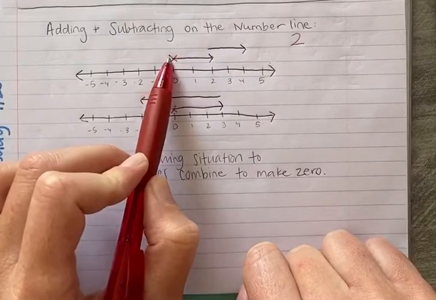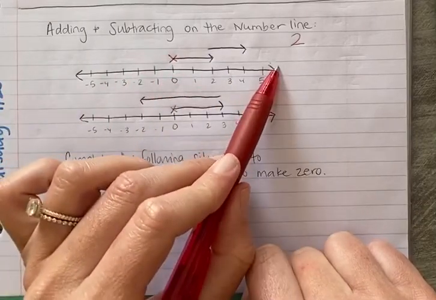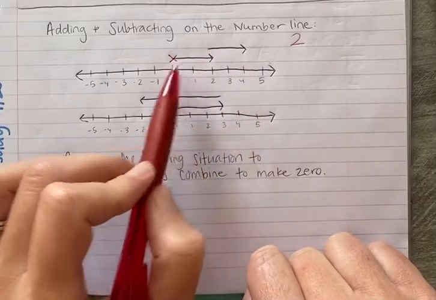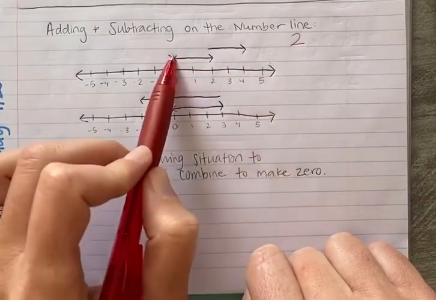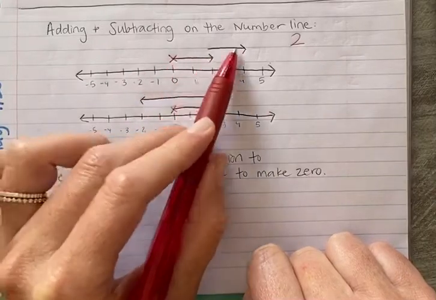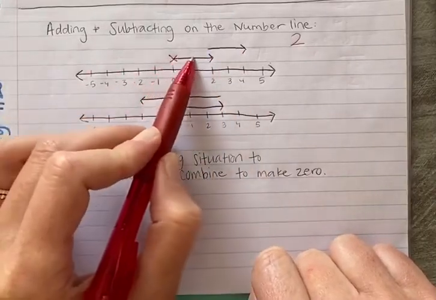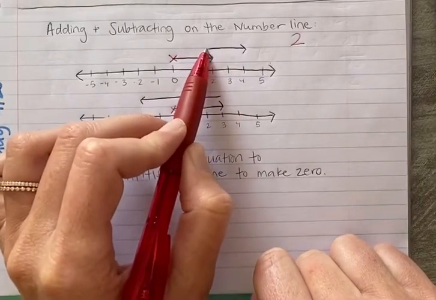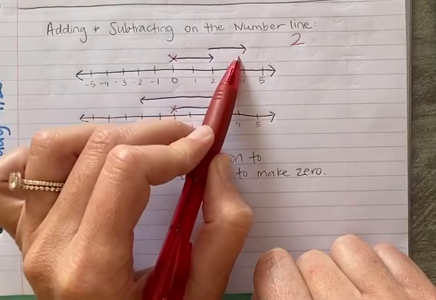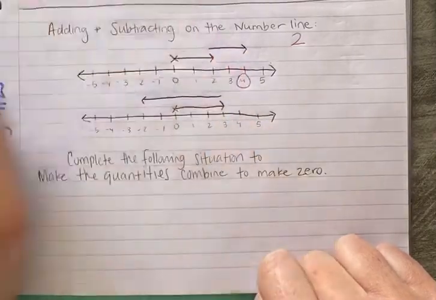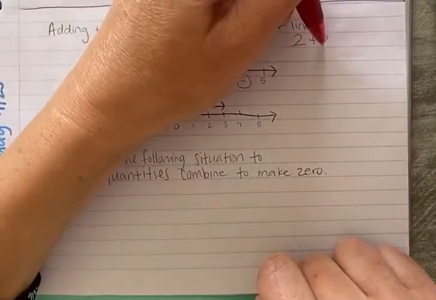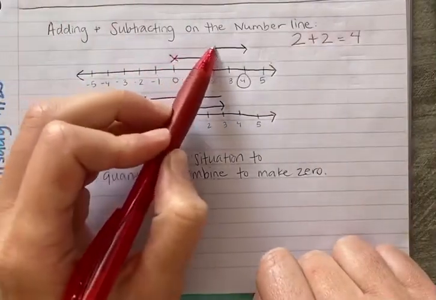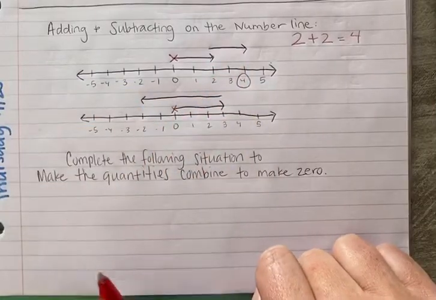So what's happening in this number line is that these values are increasing towards the positive numbers. So it shows us that we are adding. So this number 2, and then we are adding another 2, and then our answer ends at the number 4. So this shows 2 plus another 2 equals 4.